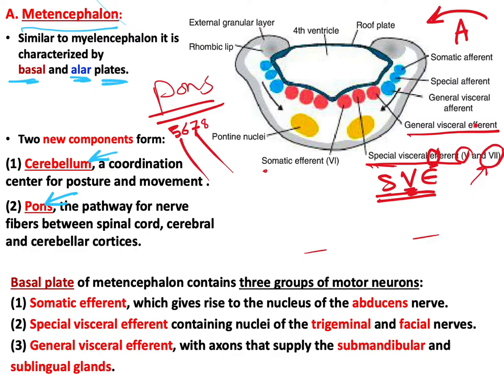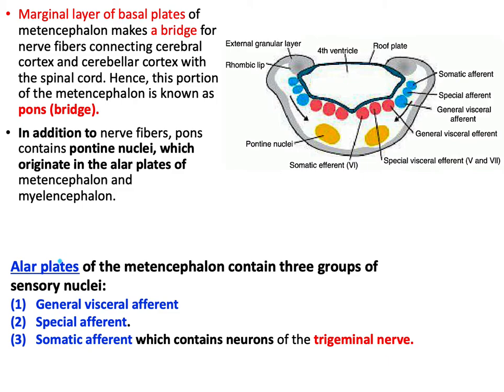For example, if you talk about the facial nerve, it would go to the submandibular and sublingual glands plus the lacrimal glands, right? Before shifting to the alar plate, let me remind you that in the midbrain, the marginal layer of the basal plate formed, of course, the crus cerebri, if you remember.